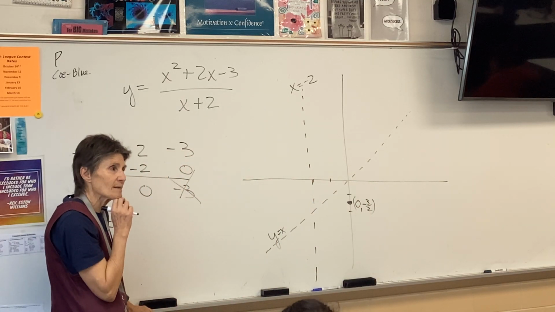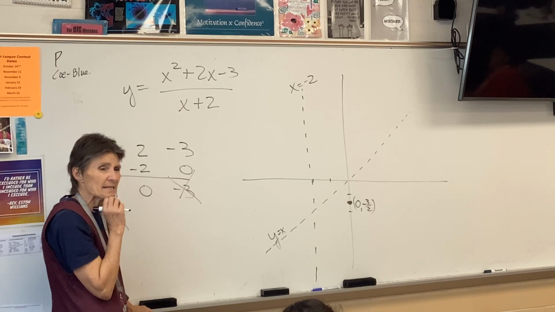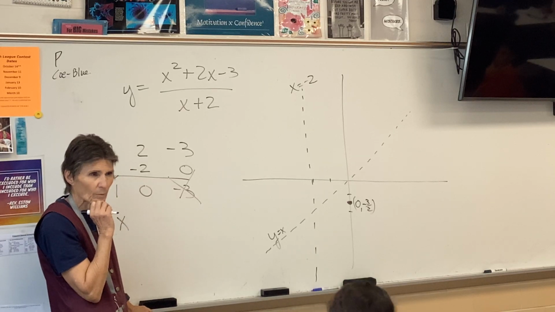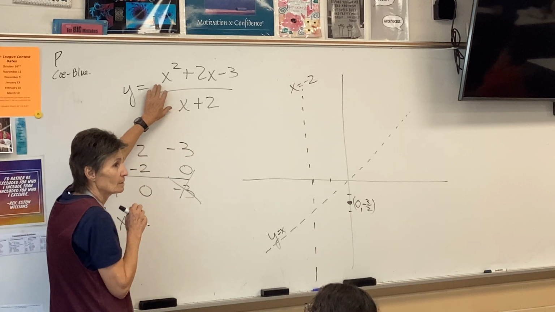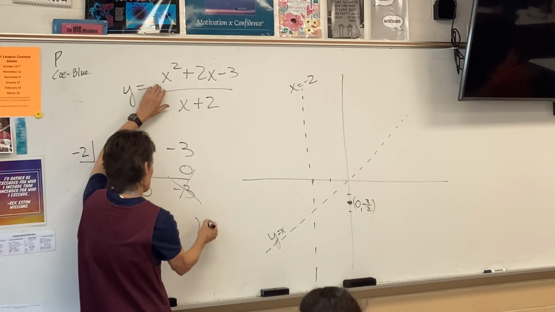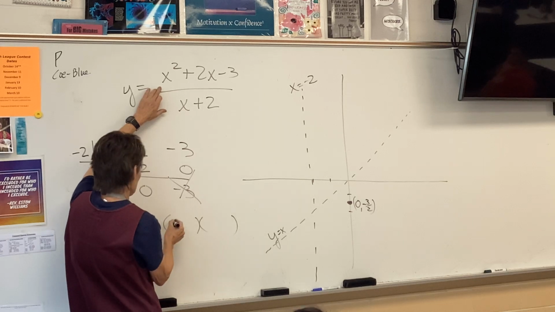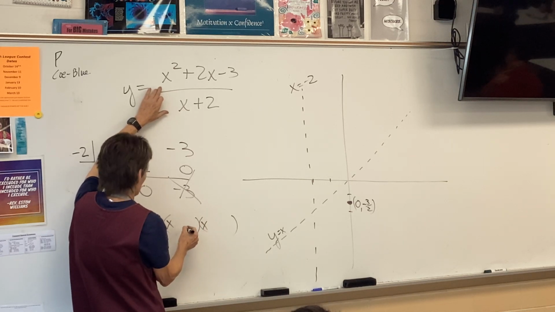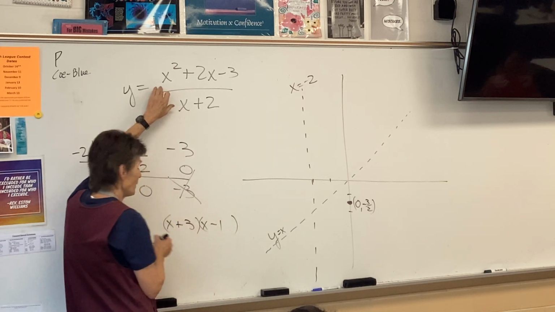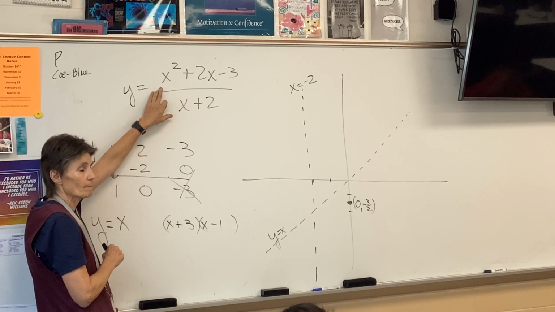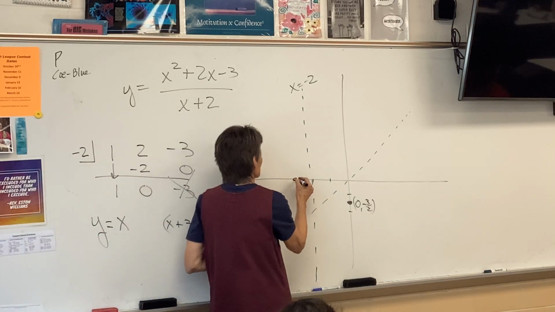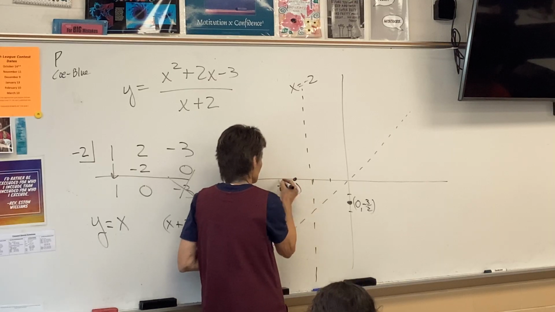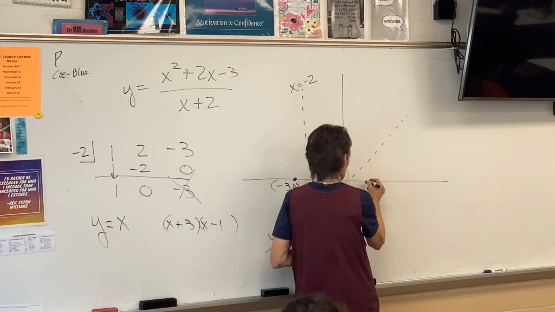Now, what about my x-intercepts? I need to do something to find those. What do I need to do? Factor that. I never factored it. x plus 3, x minus 1. So I have an x-intercept at negative 3 and at positive 1.